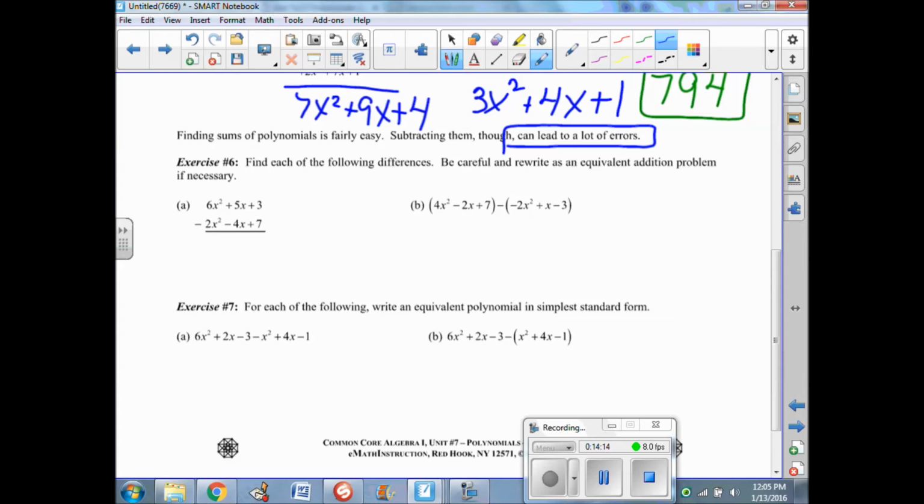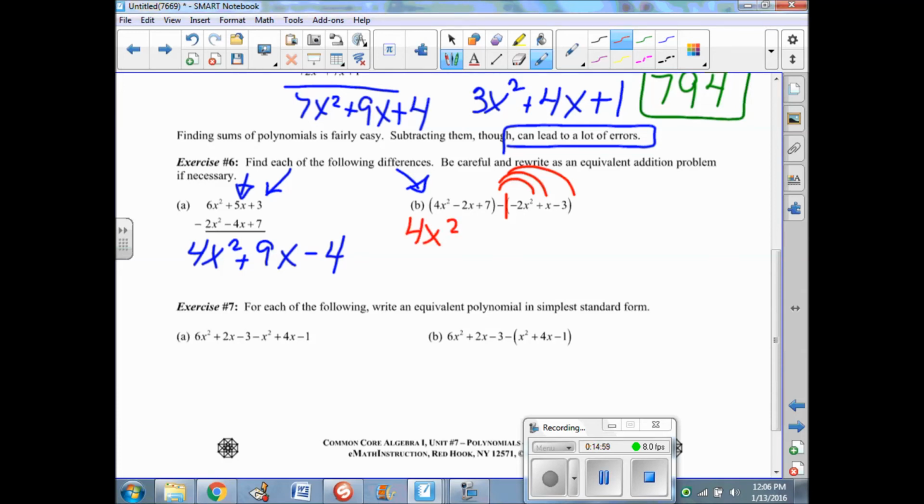So 6x squared minus 2x squared, you all know is 4x squared. But now when I'm looking at my x's, it's 5x minus a minus 4x. Think about that. 5x minus a minus 4x is really 9x. And now, looking at the constants, 3 minus a positive 7 is 3 minus 7, which is negative 4. Little harder to see when it's written vertically. That's why I prefer writing it horizontally when we're subtracting, because what are we doing? We're distributing a negative 1, and then we're combining like terms. That's all it is.